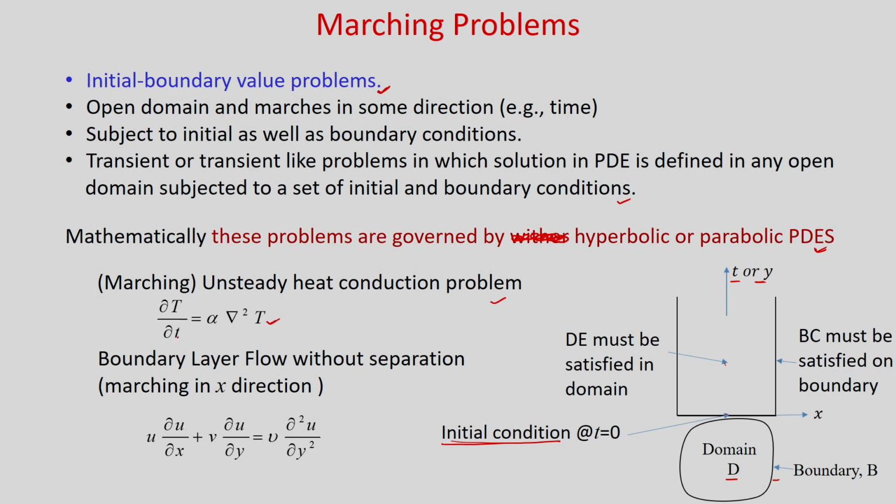You can see that in this case you will march in time, but if you have a boundary layer flow without separation, then you can have the boundary layer equation. This equation is also parabolic, and you will march in the direction x, because at x equal to 0 you will specify the free stream velocity, and in the x direction you will march.